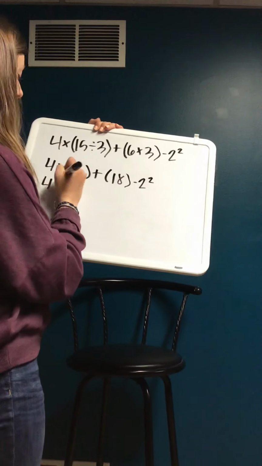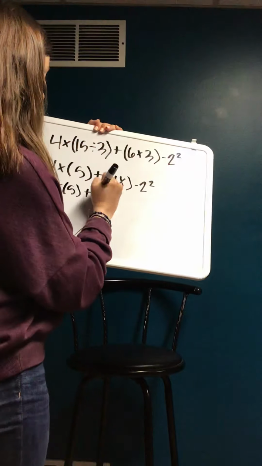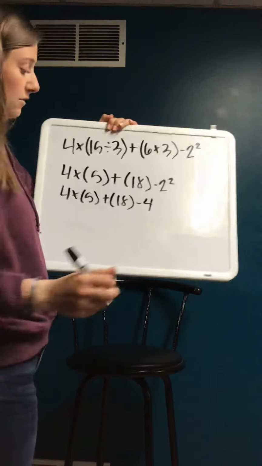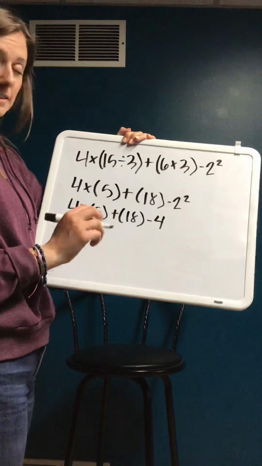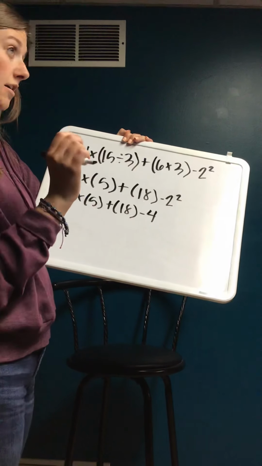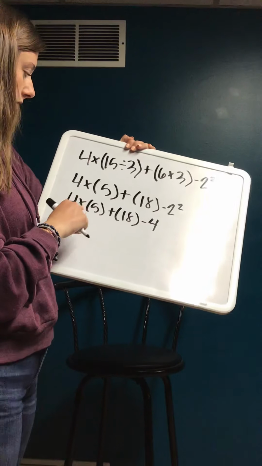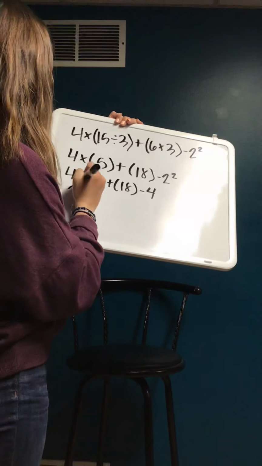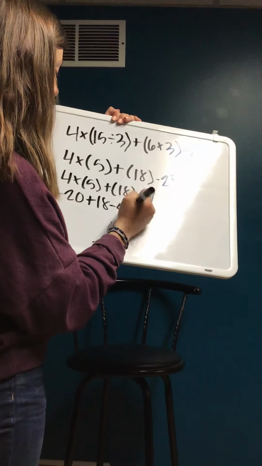So we have 4 times 5 plus 18 minus 4. And it's up to you guys whether you want to keep the parentheses in this or not. It doesn't matter either way. And then next, we did parentheses, exponents, so we're going to multiplication or division. So it looks like there's multiplication. So 4 times 5 is 20 plus 18 minus 4.